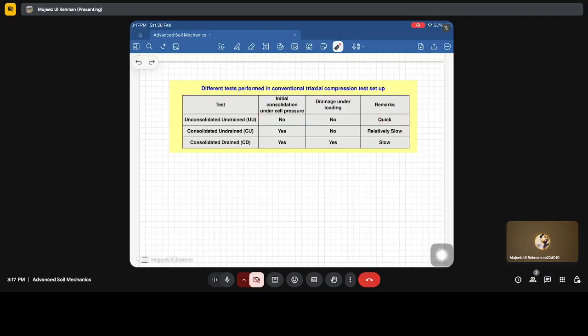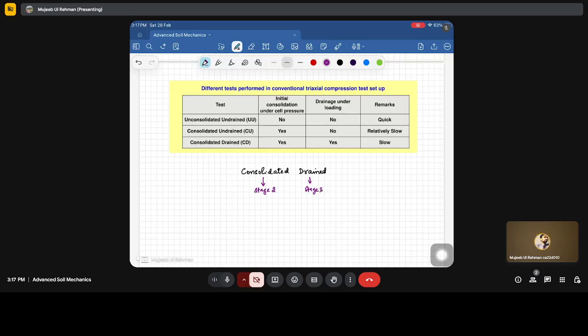Now another test is the consolidated undrained test. As the name suggests, you can think of this as a stage 2 name and this as a stage 3 name. I can simply highlight it here. If I write consolidated drained, for example, this corresponds to stage 2 and this corresponds to stage 3.